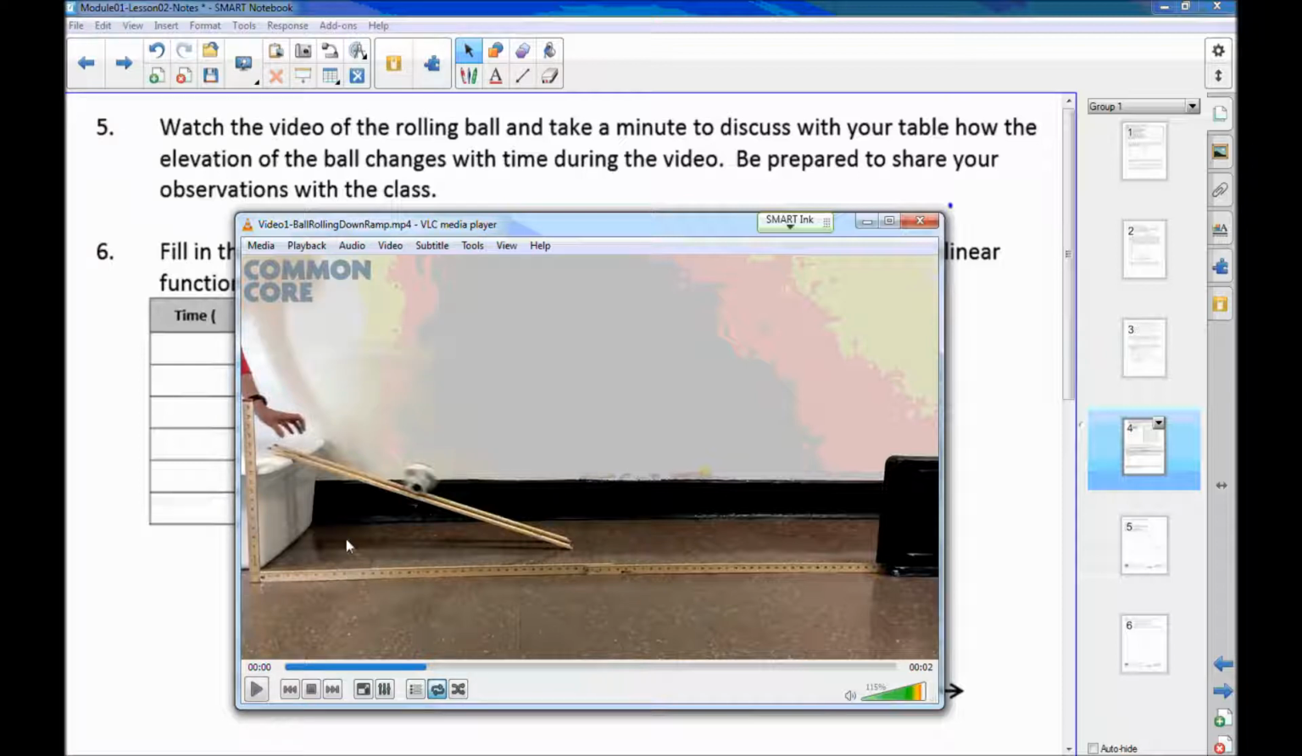So now let's back up a little bit and find maybe 0.25. So we're going to go halfway between those two. And if we go to 0.25, it's just barely starting off down the ramp still. So we probably would mark that about 11 inches. So now we have 0, 12, 0.25, 11, 0.5, and 9.